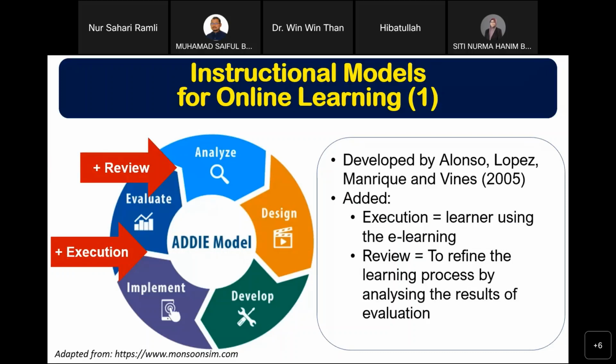Review here refers to the process of refining the material and the tools as a result of the evaluation phase. Evaluation in this model refers to the performance of the students. So if the students do well, then they probably do not have much to improve in the method and the tool. But if the students do not perform well, then they would have to do a lot of refinement of the learning process.